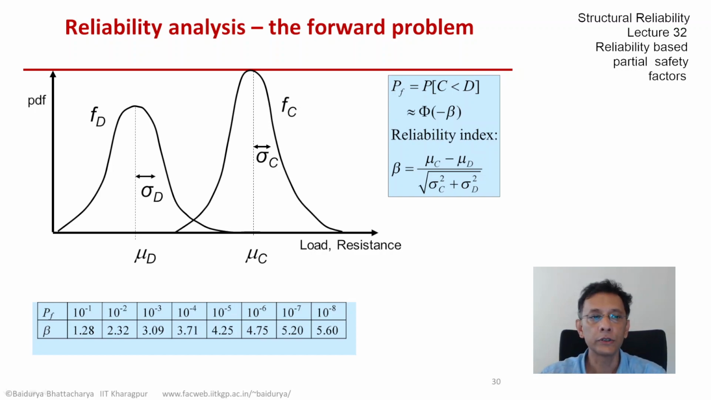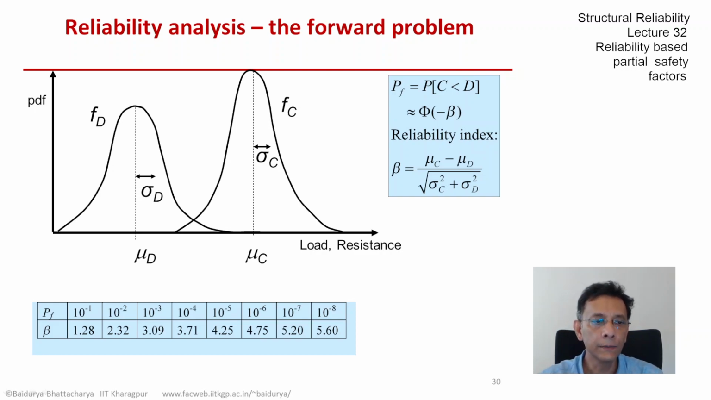And I have also shown on the top right corner the reliability index, which we already derived in the previous slide as the ratio of the difference of the means and the composite standard deviation. Now, on the lower part of your screen, you see the relationship between failure probability and beta, and for components and systems in our structural engineering, we typically see beta values between say 1.5 and 4.5.